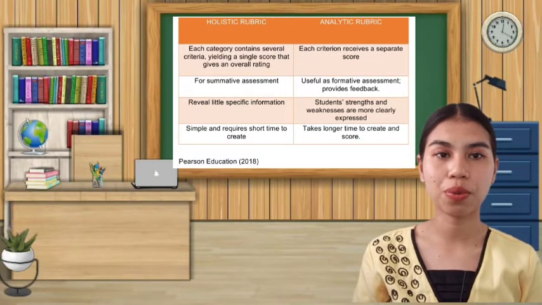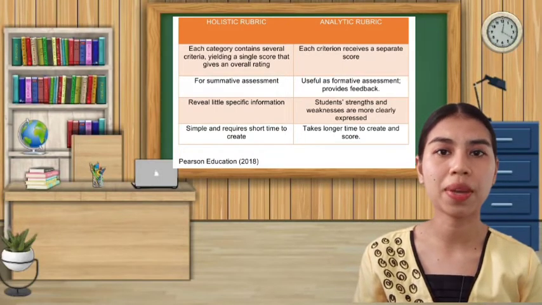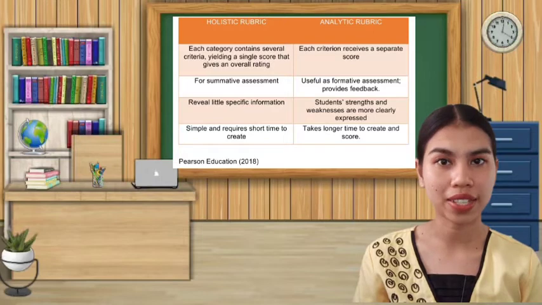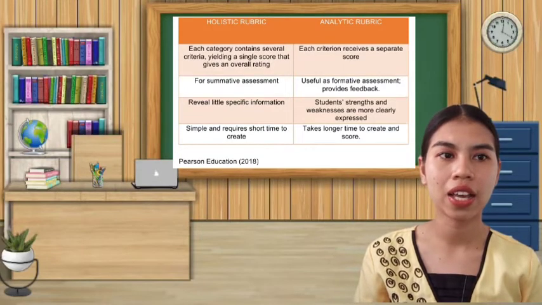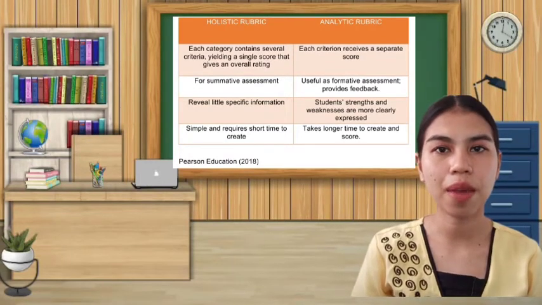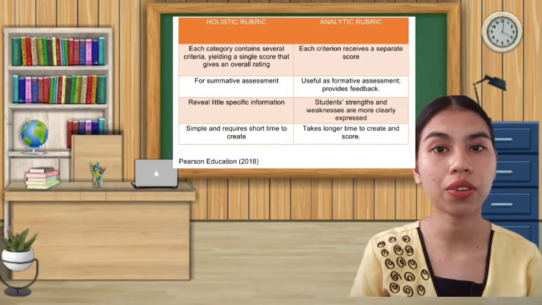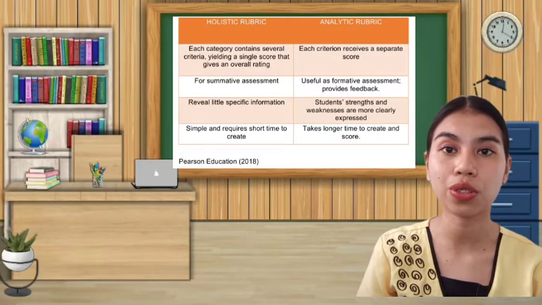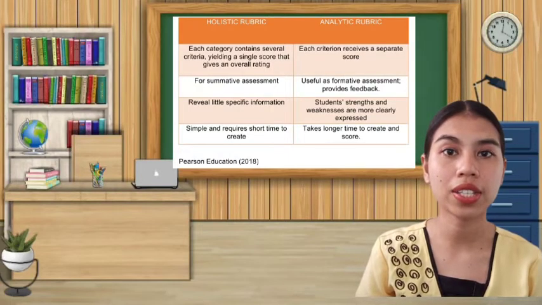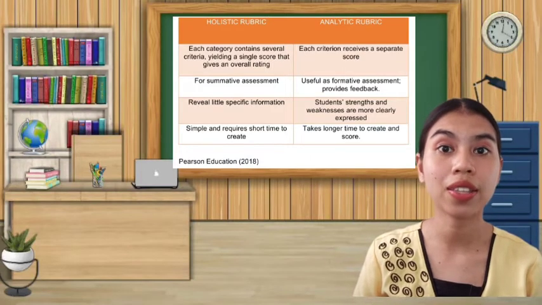Going back to the holistic rubric, it is useful for summative assessment of students, while the analytic rubric is useful for formative assessment, which provides feedback or diagnostics to the student. Summative assessment is for the holistic rubric because, again, holistic rubrics give several criteria but only provide a single score, while formative assessment is for the analytic rubric because each criterion of this rubric provides a separate score.